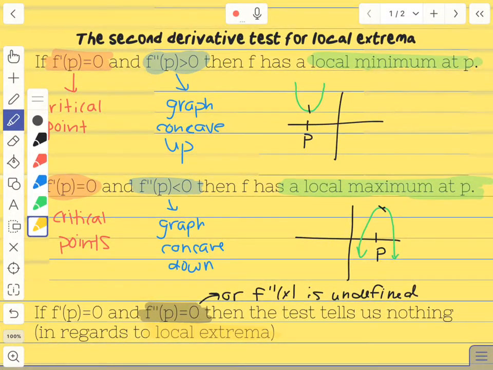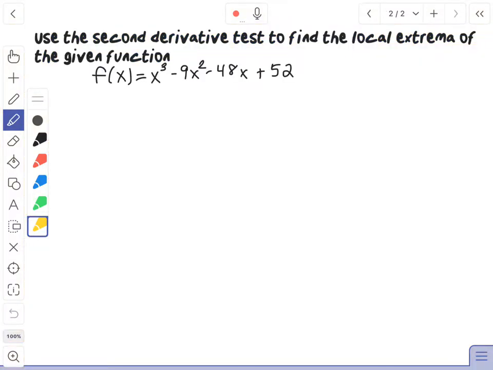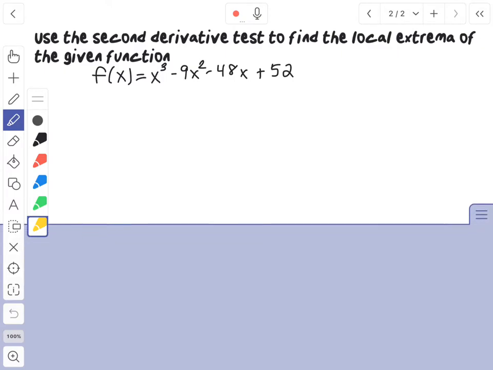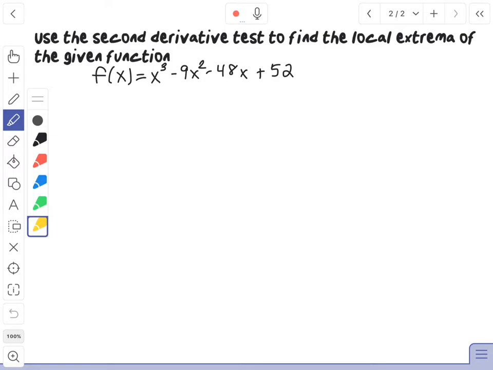I think it is important to do one algebraic example of this. The graph helps us see it very conceptually. Let's go ahead and do it with some algebra and some other calculus work. In this example, we want to use just the second derivative test to find the local extrema of the given function. Again, we could use the first derivative test. That's another valid test to do this. But here we specifically want to look at the second derivative test.